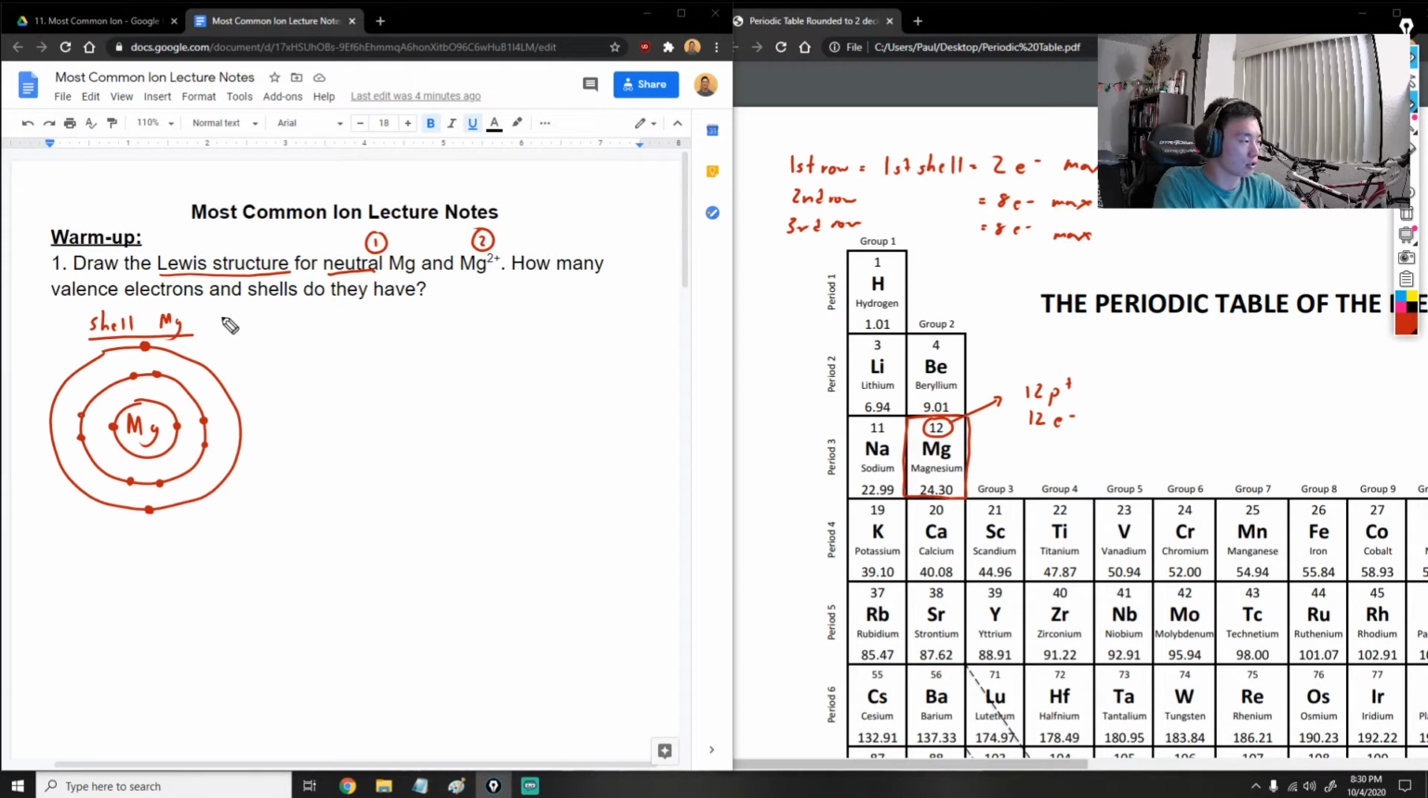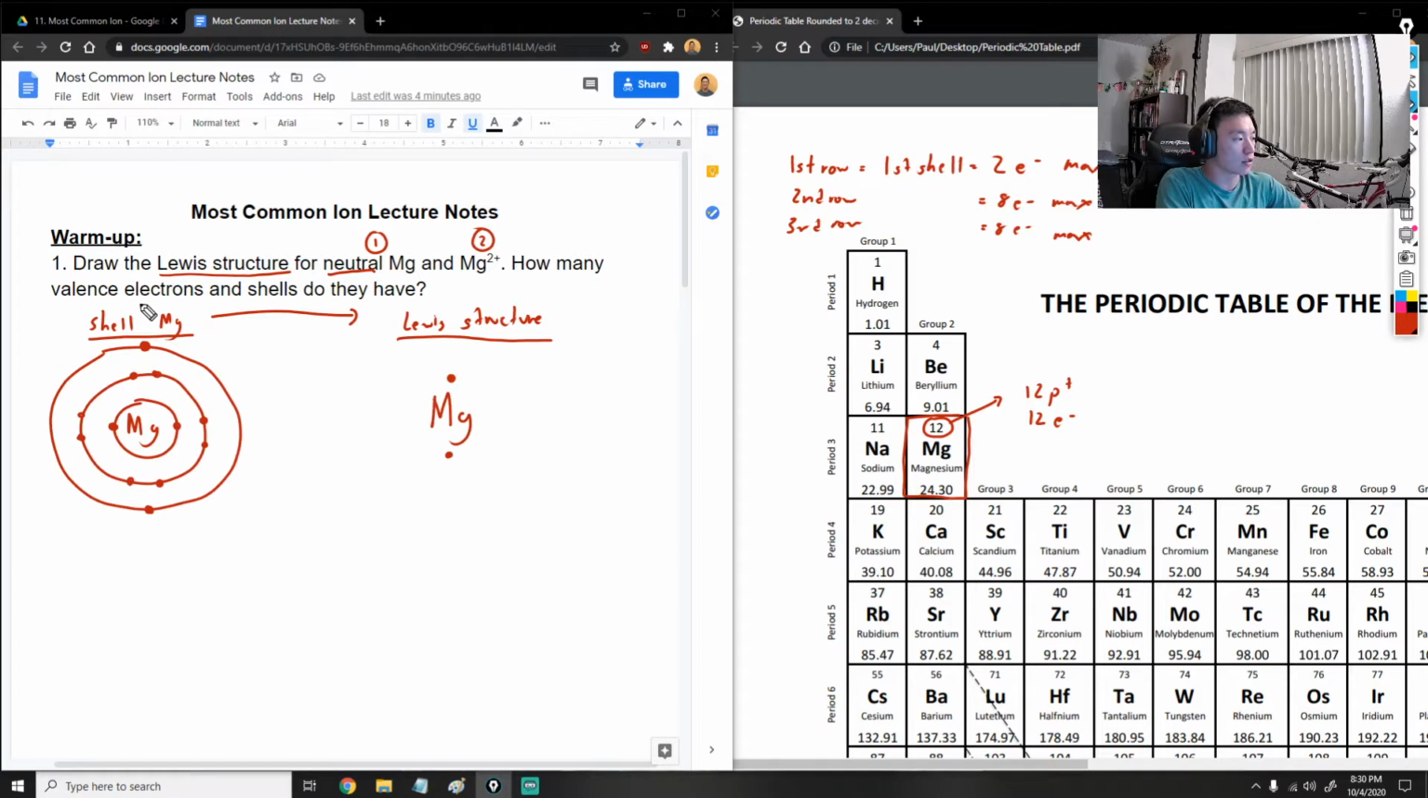If we want to go from the shell model to the Lewis structure, we only draw the valence electrons. The valence electrons are the electrons on the outside shell. If you look at magnesium, it has only 2 on the outside shell. That means the Lewis structure for magnesium is just going to be 2 valence electrons. So this is the shell model. This is the Lewis structure.